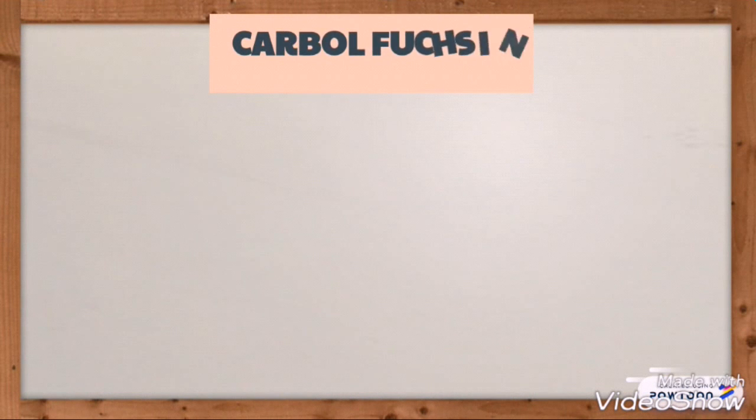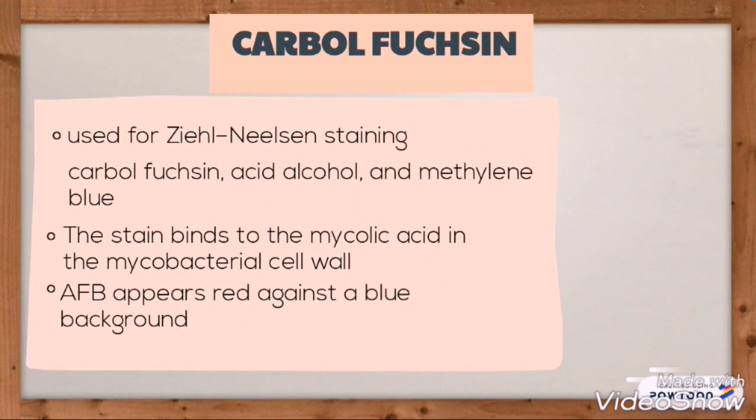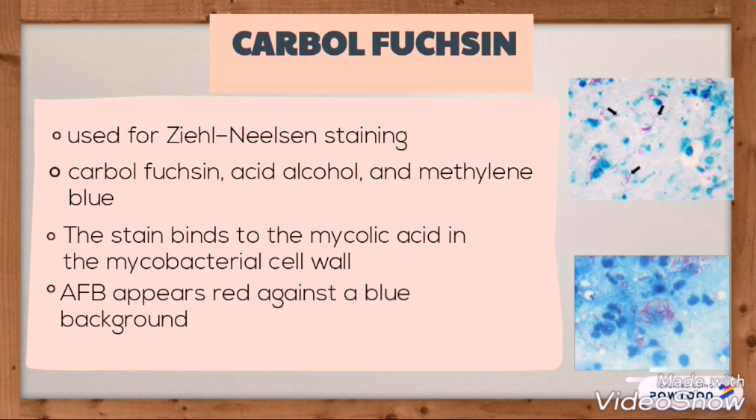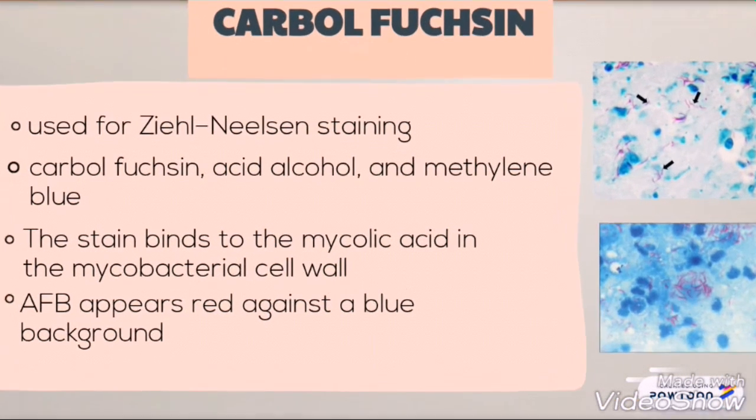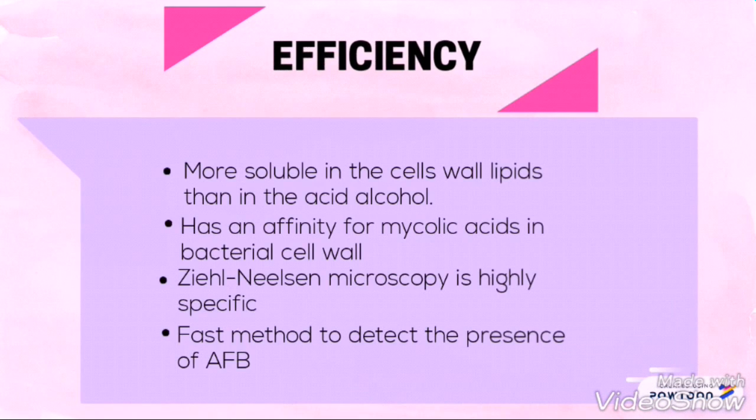The second reagent is carbol fuchsin, which is used to stain the acid-fast bacilli. The positive result shows when AFB appears red against the blue background under the light microscope. The efficiency of this reagent is that it has an affinity for mycolic acid in the bacterial cell wall and is also a fast method to detect the presence of AFB.